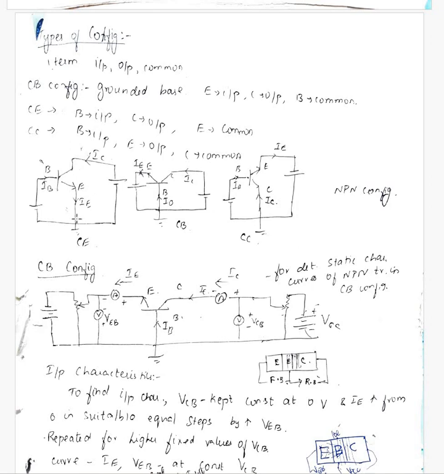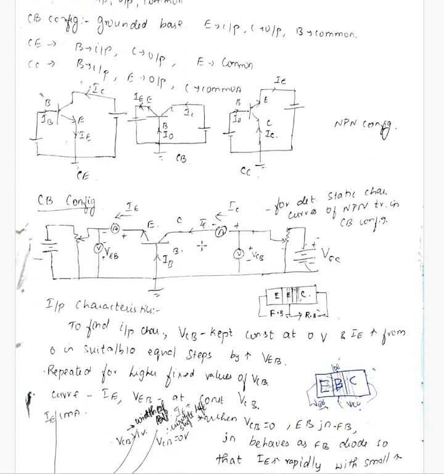In common emitter configuration, emitter is grounded, input is in base, output is in collector. In common collector, collector is grounded or common terminal, base is the input and emitter is the output terminal. In all the cases, emitter base junction is forward biased and collector base junction is reverse biased.